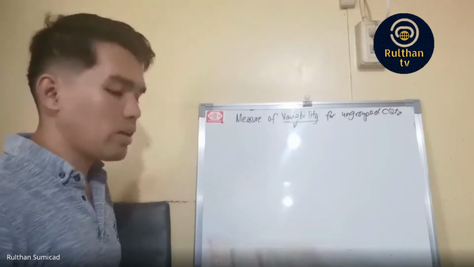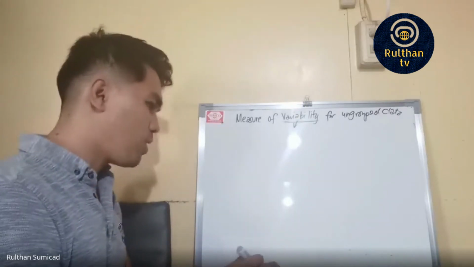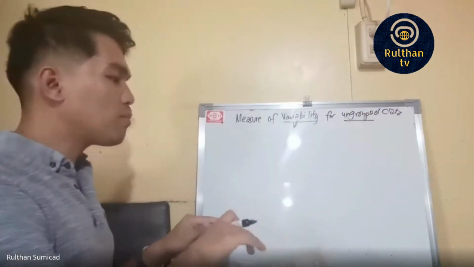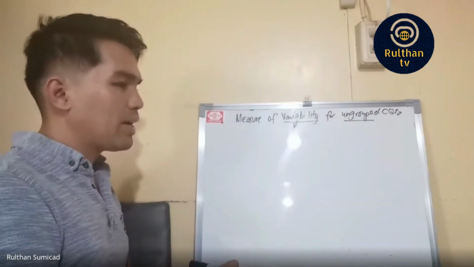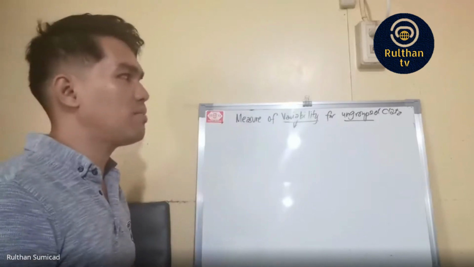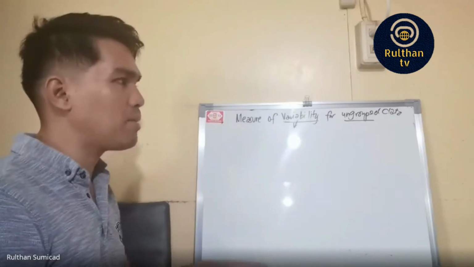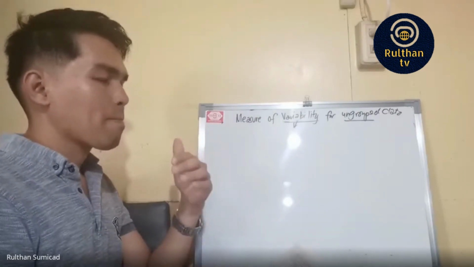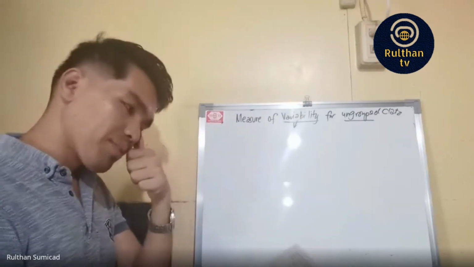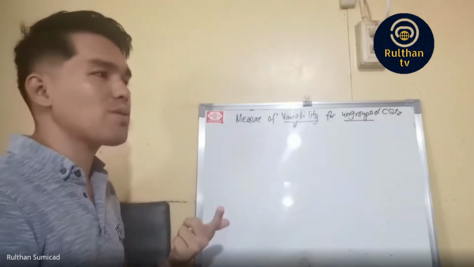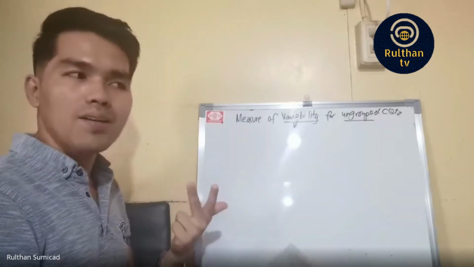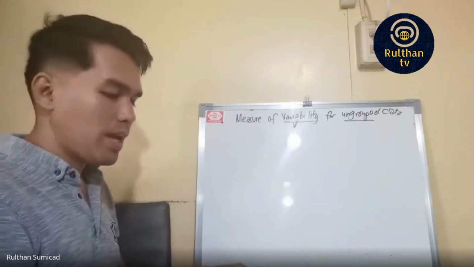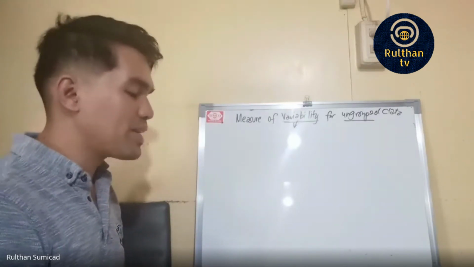We then would start with measures of variability for ungrouped data. For ungrouped data, there are other measurements of variability, but our focus this afternoon is just how to solve the variance, standard deviation, skewness, and kurtosis. Those are the things that we're concerned with this afternoon.